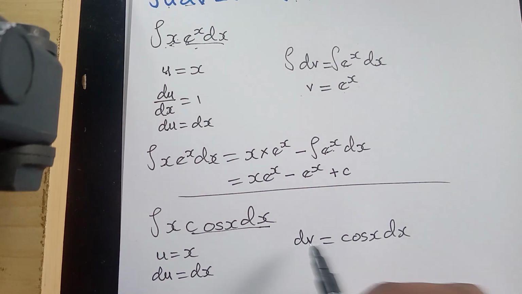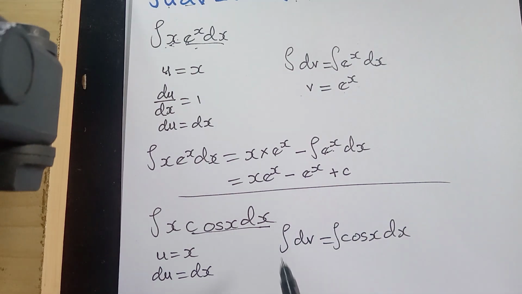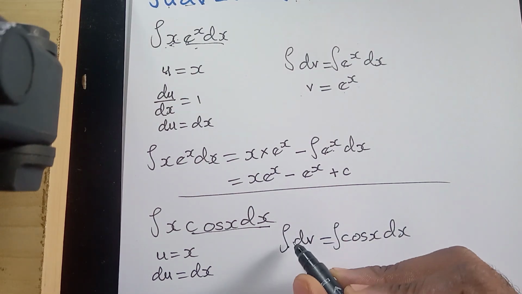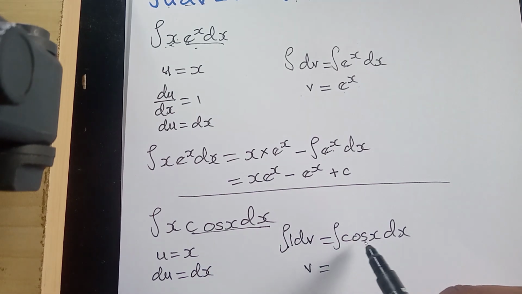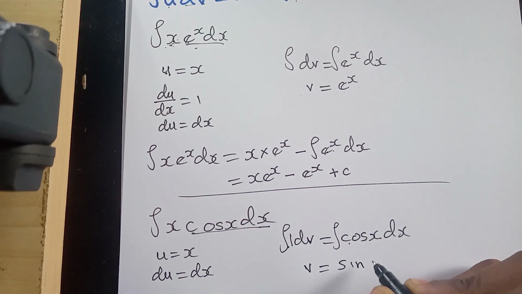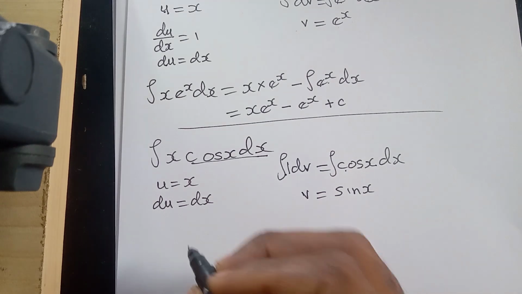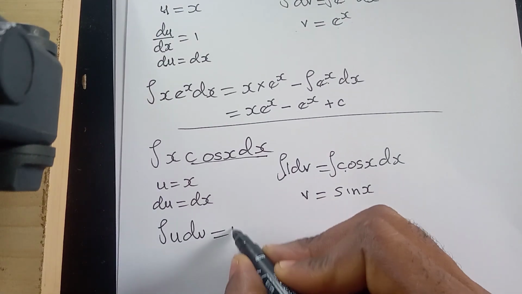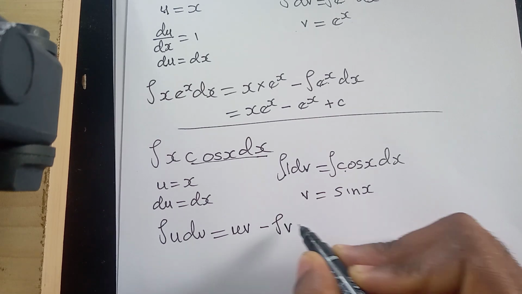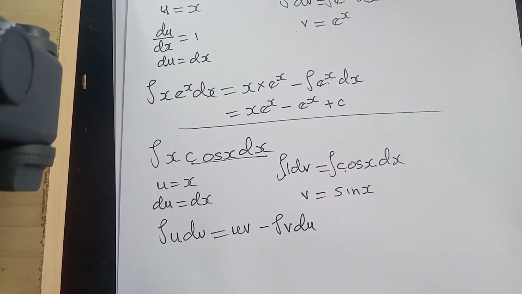So now to get my v, I just integrate both sides. When I integrate dv, I get the v. When I integrate cos x, what I get is simply sine x. No need to put the constant term here. And then remember the rule. This is what it states.